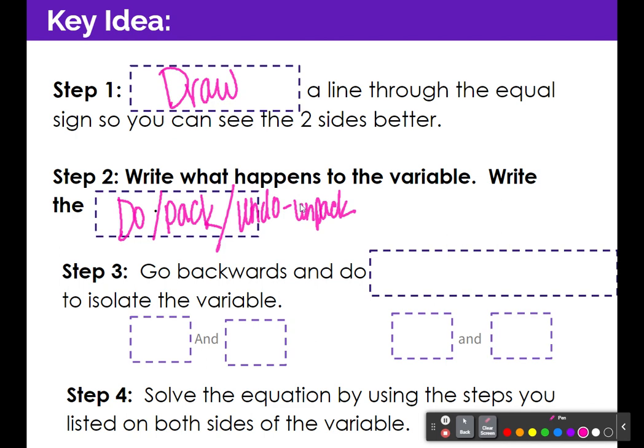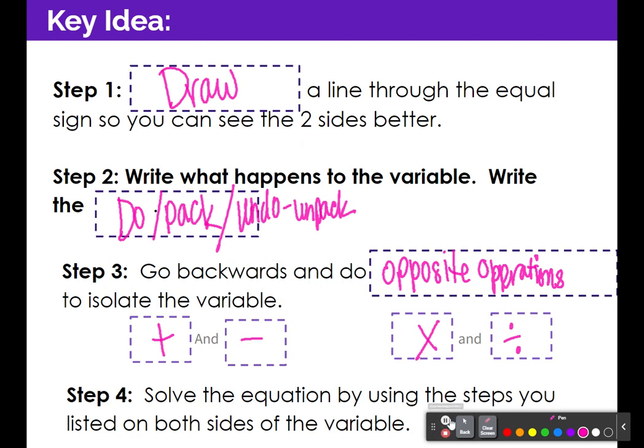We're going to pack it, we're going to unpack it, and then that helps us go backwards and do the opposite operations to isolate the variable. Opposite operations, so write this on your notes. To isolate just means get the variable by itself. The opposite operations are addition and subtraction, and the other opposite operations are multiplication and division. And then we just solve the equation by using the steps that we listed for the unpack.